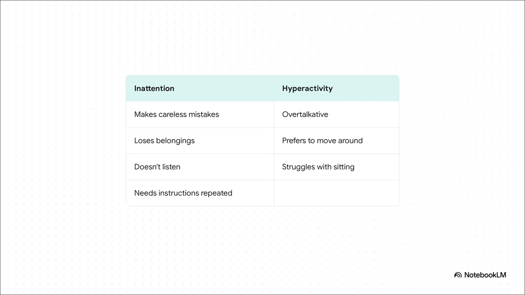Inattention isn't just about spacing out. It's stuff like making careless mistakes over and over, or constantly losing your keys. And hyperactivity isn't just being bouncy. It can mean talking nonstop, or finding it almost physically impossible to just sit still. The key word here is pattern. It's not just about one-off incidents.